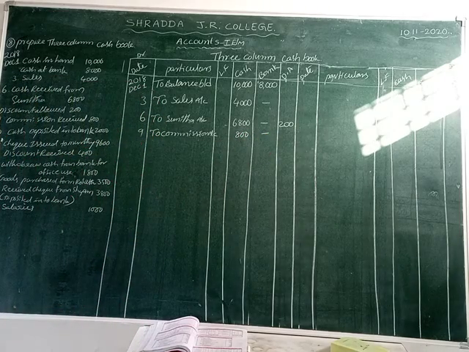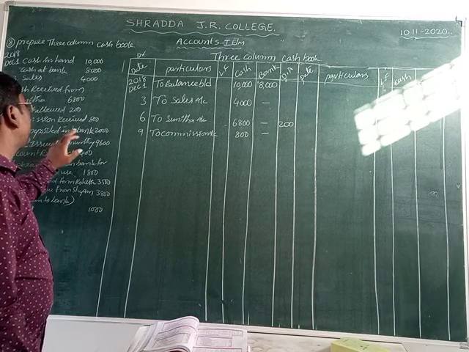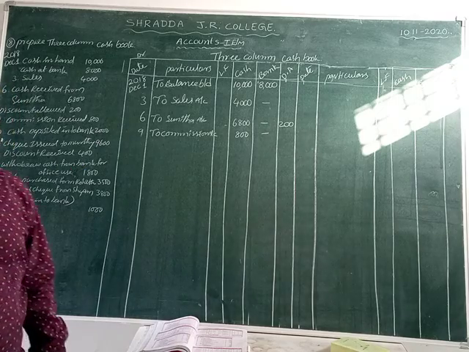Isn't it? Now we are going to the 10th date. Cash deposited into bank 200. What is given?